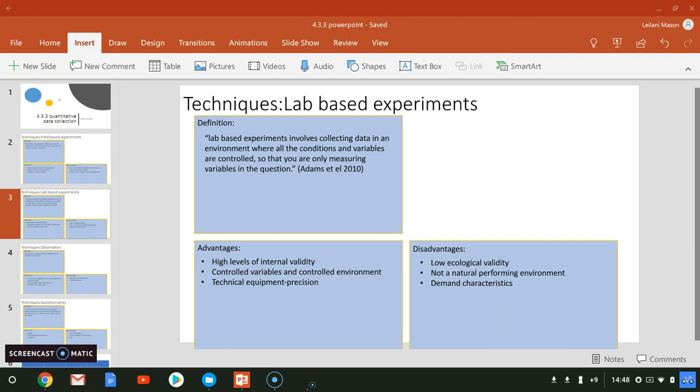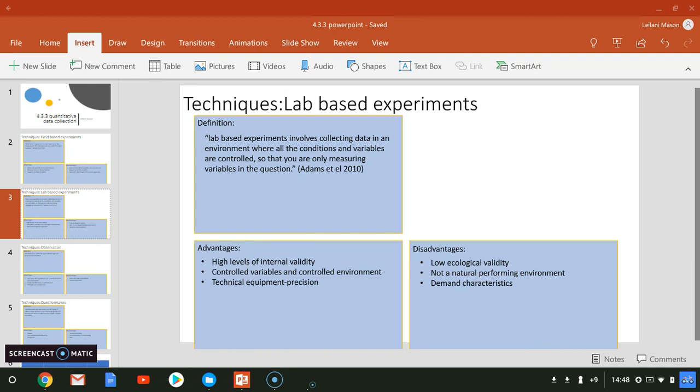An example of lab-based experiments in gymnastics, for example, could be that they want to measure the VO2 max of gymnasts because it might help their performance. So they would take the gymnast into a lab, which could be found in an elite performance centre or in a high university where they've got all the high range equipment, and measure the VO2 max of these gymnasts and see how they can improve and what their VO2 max is.